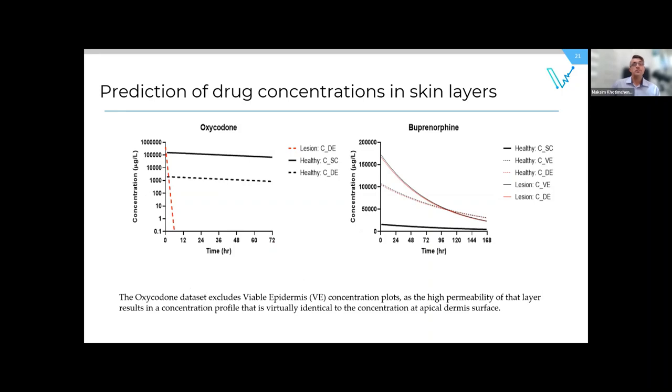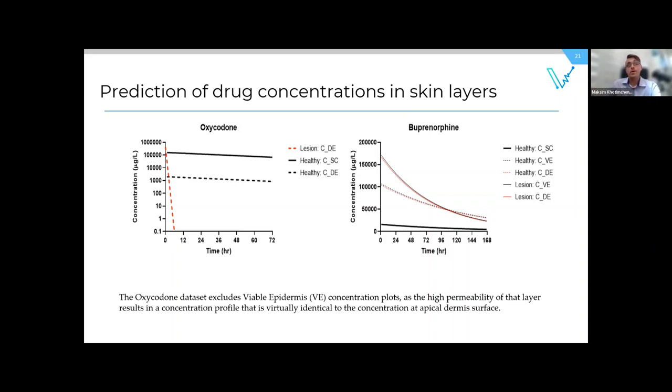And the next slide shows the concentration of drug in different skin layers after use in healthy patients, as well as in patients with skin lesions. And again, we see the differences between oxycodone and buprenorphine. We see that skin concentration of oxycodone would be pretty much the same for hours in the case of healthy skin. That means the stratum corneum serves as a real barrier for oxycodone. Oxycodone is barely permeable through the stratum corneum, but actually provides pretty decent concentrations in these layers. And I would like to remind you that these are the layers where opioid receptors are located.